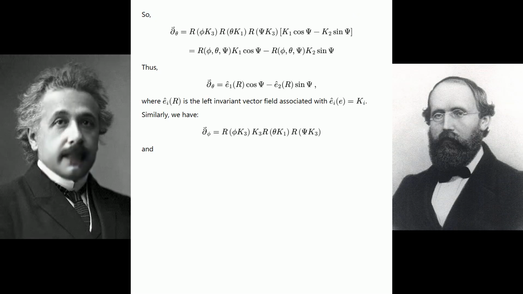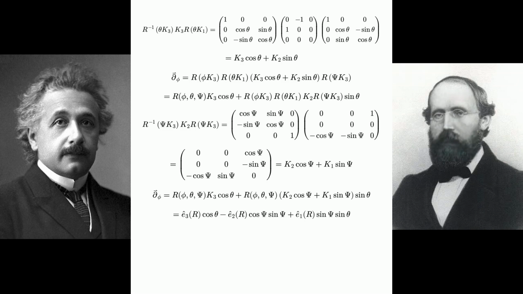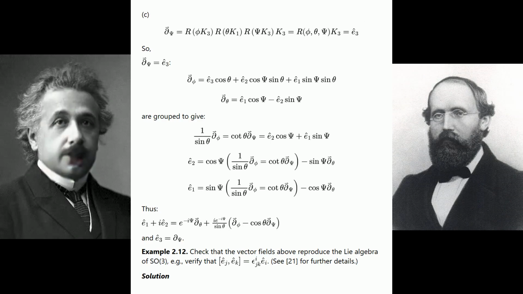So, see the equations shown. Thus, see the equation, where E_i(R) is the left invariant vector field associated with E_i(e) = K_i. Similarly, we have, see the next equation, and see the equations shown. So, partial with respect to psi equals E_3, see the equations shown, are grouped to give see the equations shown.